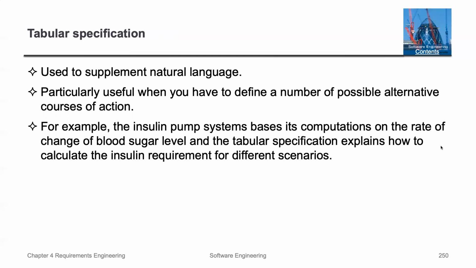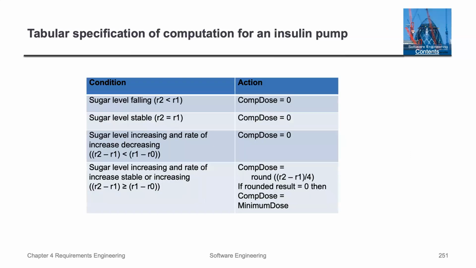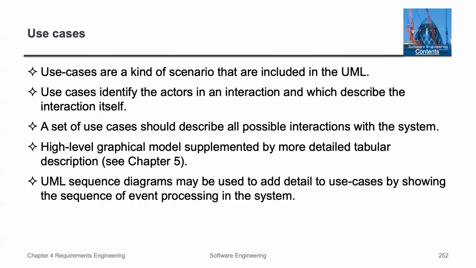It's based on computations of the rate of change of blood sugar levels. And the tabular specification explains how to calculate the insulin requirements for different scenarios. So in here is just some coding information for the insulin pump example, of some of the actions that you would take based on certain conditions that it detects.